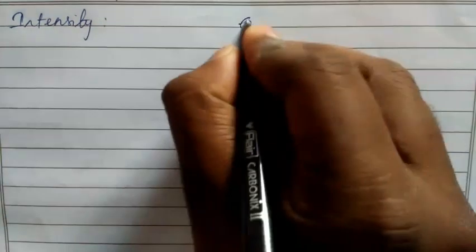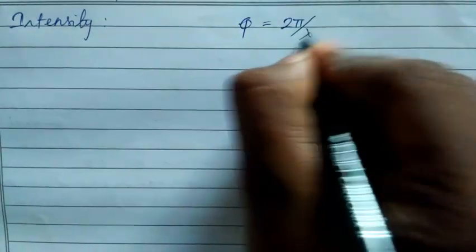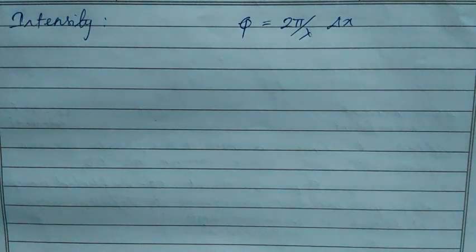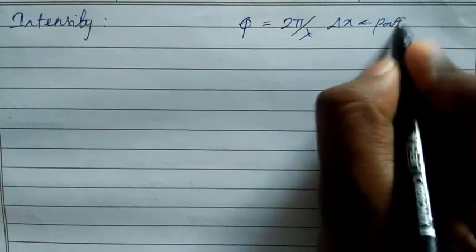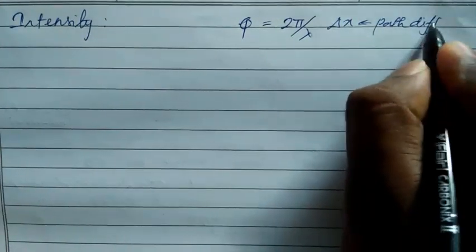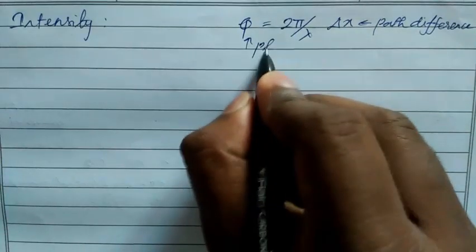So what is the formula for phase difference? Very important formula. Phi equal to 2 pi by lambda into delta x, where delta x is x2 minus x1. So delta x is path difference and phi is phase difference.